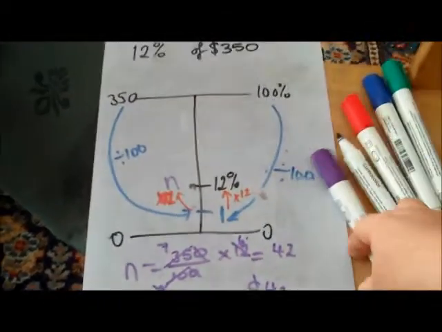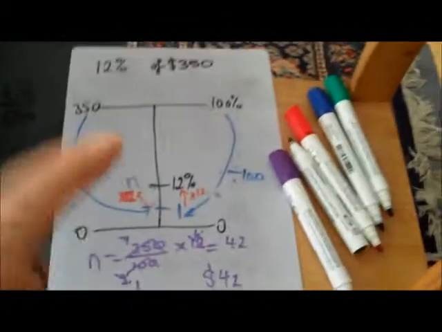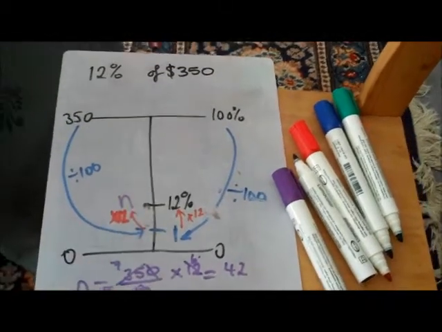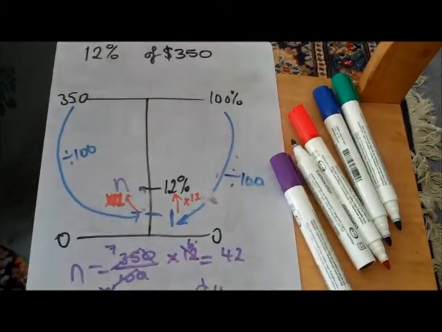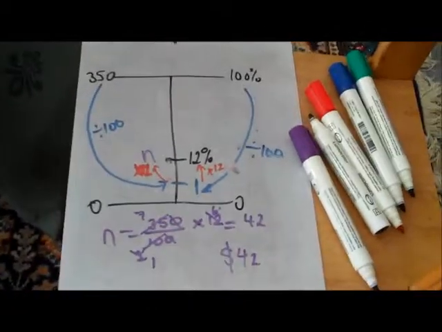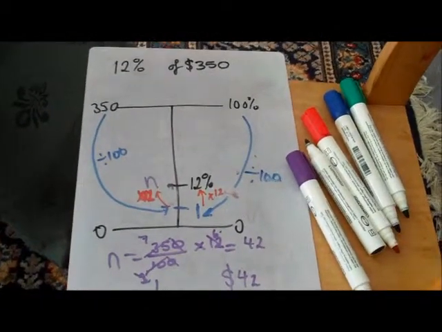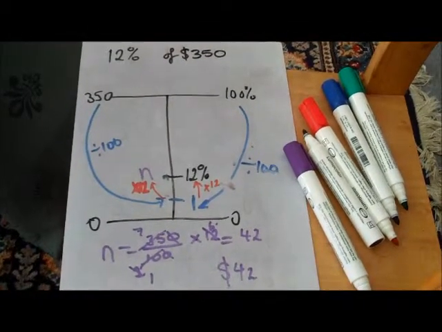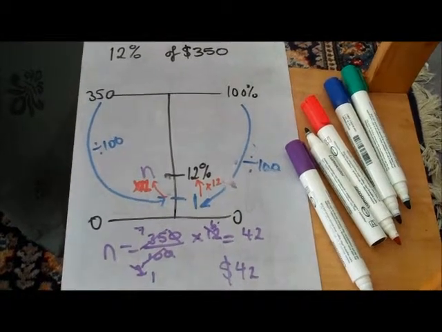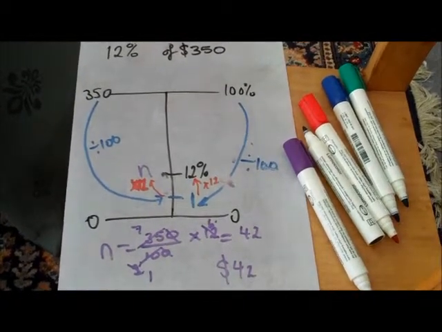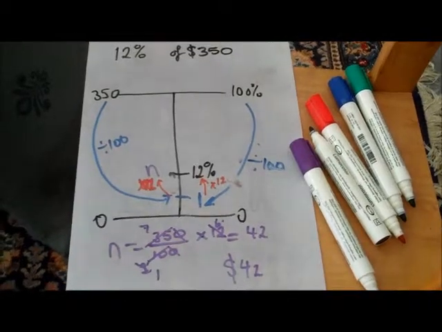$42, it's on the dollar side, is 12% of 350. Is that close to what we thought? Yeah, it is, because we knew it had to be at least more than $35, didn't it? So 12% of 350 is 42.